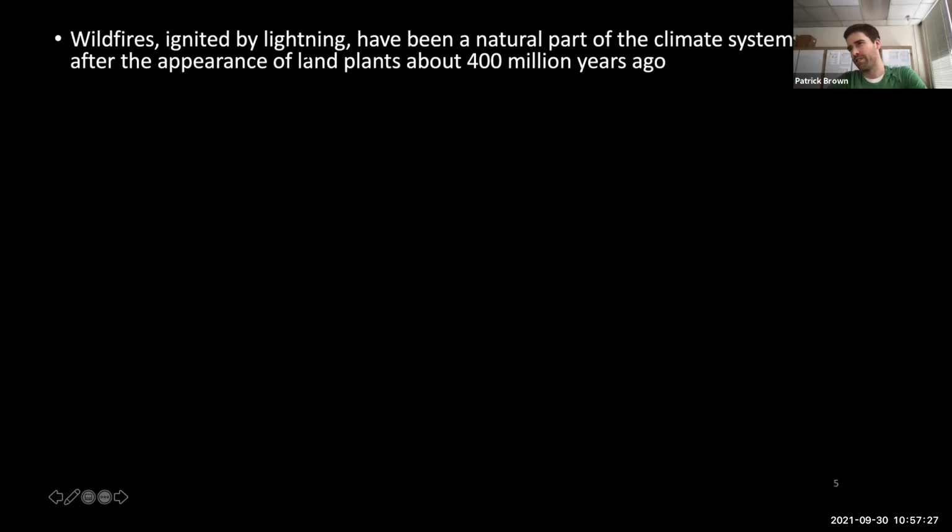You could get a wildfire started from hot lava, or maybe in an extreme case like a boulder falling down and causing a spark or something like that. But almost all wildfires naturally are ignited by lightning, and so have been around for a very long time. And so a lot of ecosystems have co-evolved with wildfires, and a lot of plants require fires for their germination, things like that.